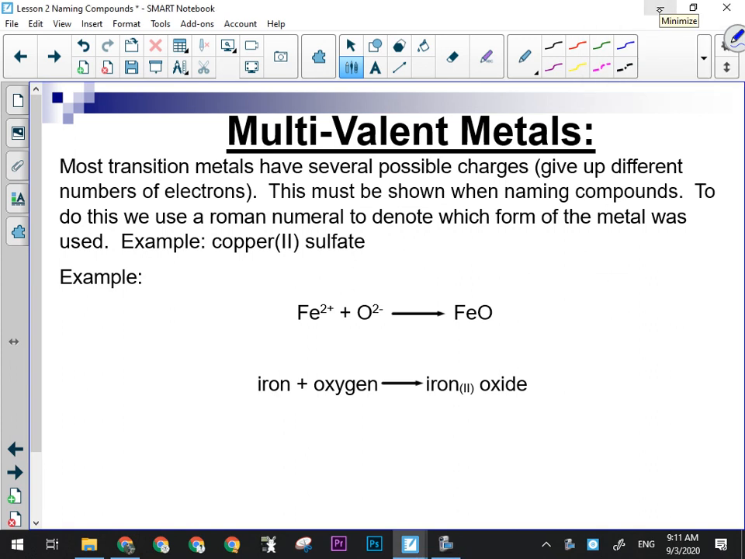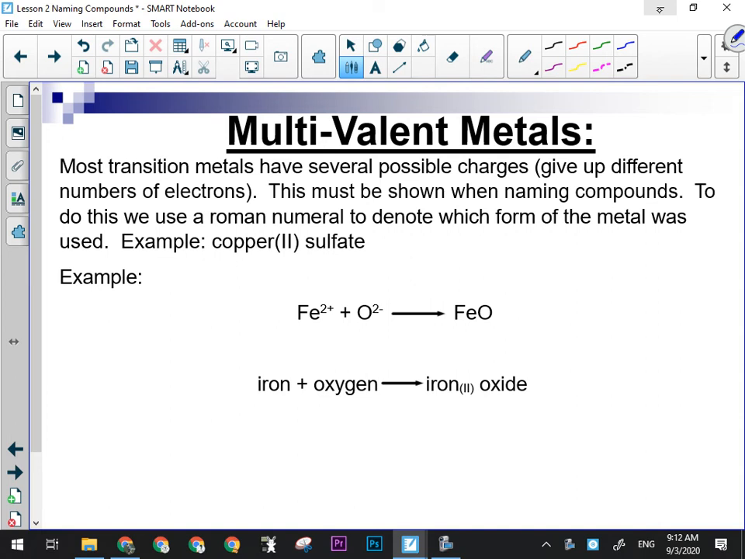This is going to be new. Okay? We will not have dealt with the naming of ionic compounds containing multivalent metals in Science 9, most likely, unless you had a superstar science teacher who went way beyond what they needed to do. Okay? So here's what we need to realize about some ionic compounds.